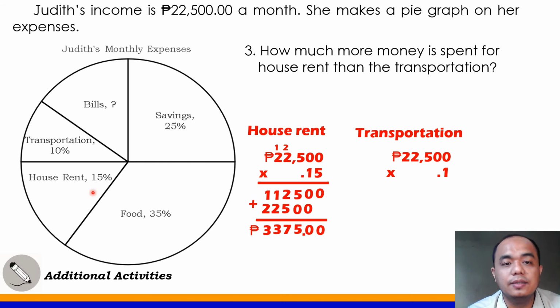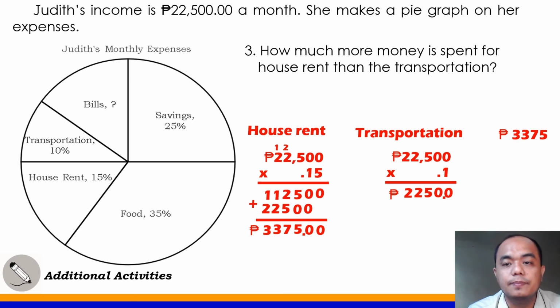Next is, we will solve for the transportation. 22,500. I-multiply natin yan sa 0.1. Ito yung transportation niya class 10%. So, we have 1 times 0, we have 0. 1 times 0 is 0. 1 times 5 is 5. 1 times 2 is 2. 1 times 2 is 2. So, isang decimal place value. So, meaning may 2,250 ang kanilang expenses for transportation.